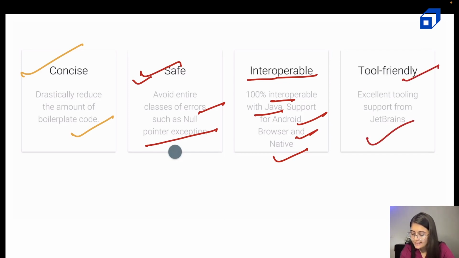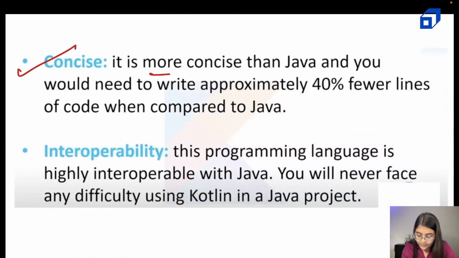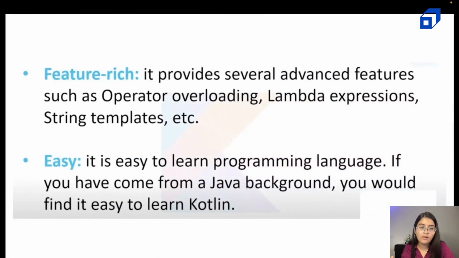It provides excellent tooling because obviously it is coming from JetBrains, and JetBrains has a good history of providing good IDEs, good languages, etc. So it is concise. Compared to Java, you would need to write approximately 40% fewer lines of code. And yes, it is interoperable with Java, and you will never face any difficulty using Kotlin in any Java project.